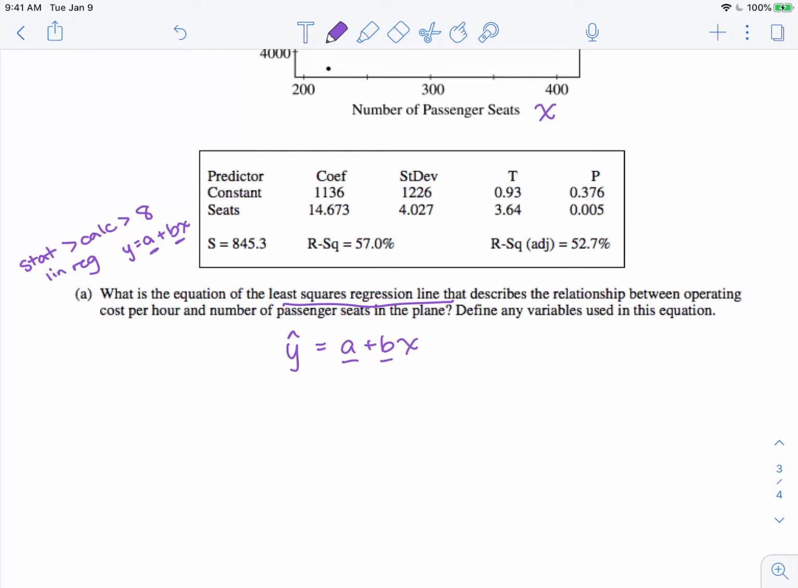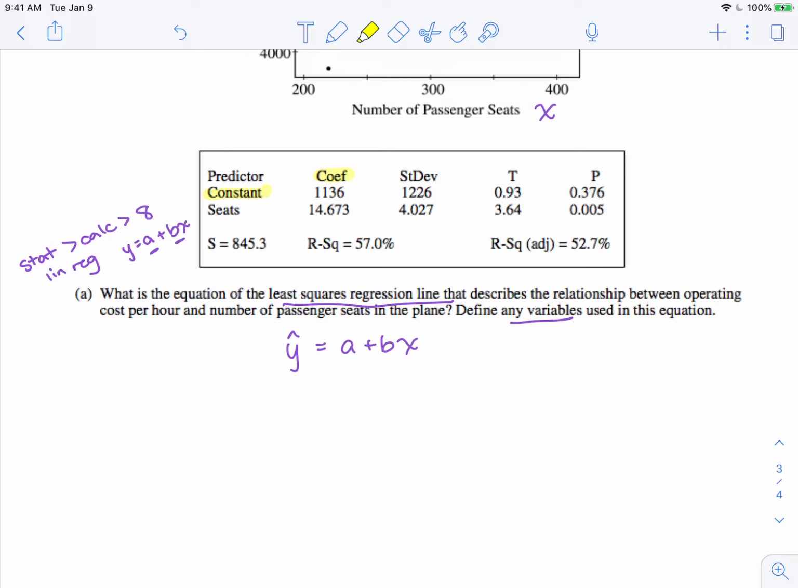And then we also have to define variables. So I'll tell you guys, I want you to write the equation twice. One time with numbers, one time with words. Okay, here's where you go. There's a lot of stuff going on over here. Honestly, what really matters is look for the word constant and then this coefficient.